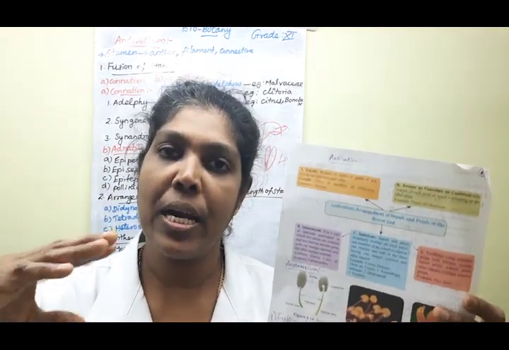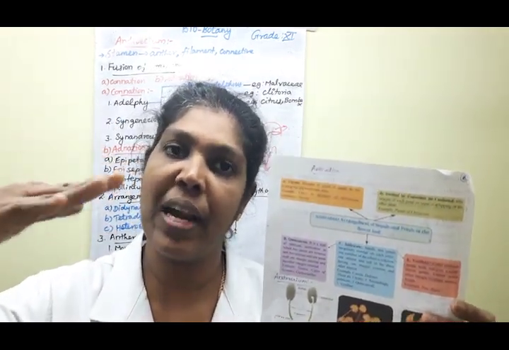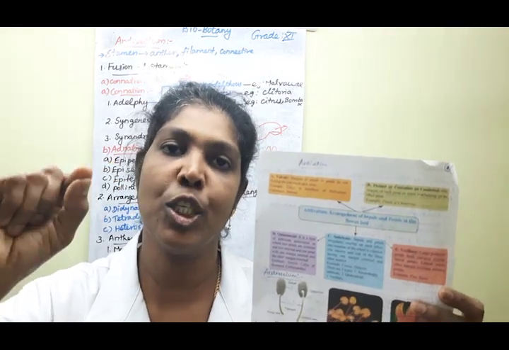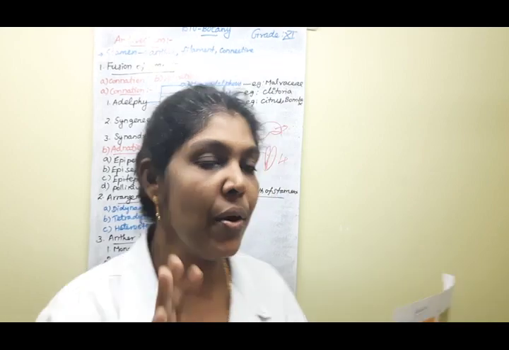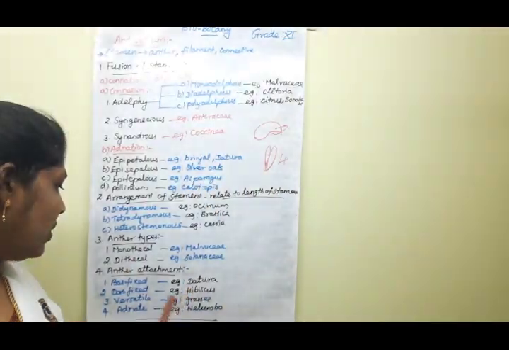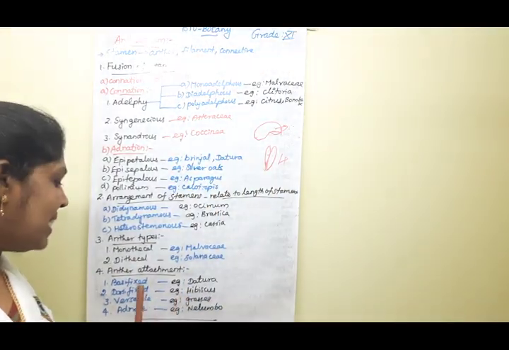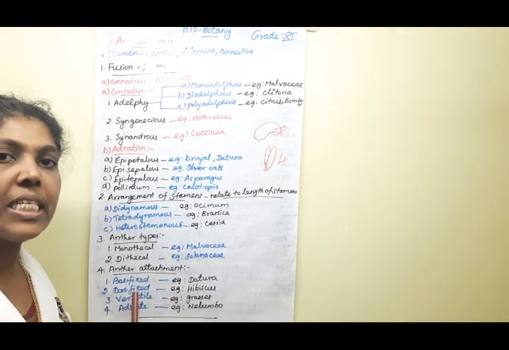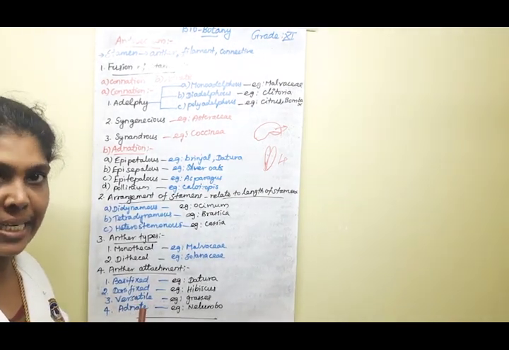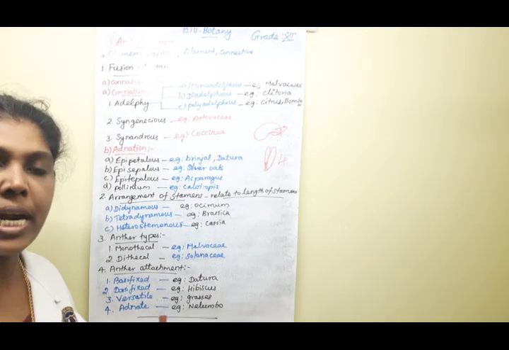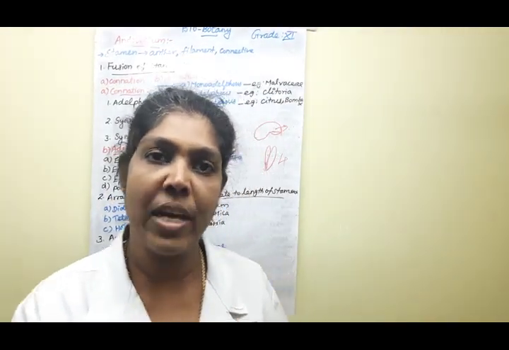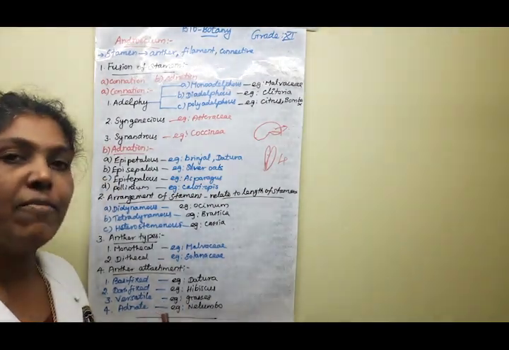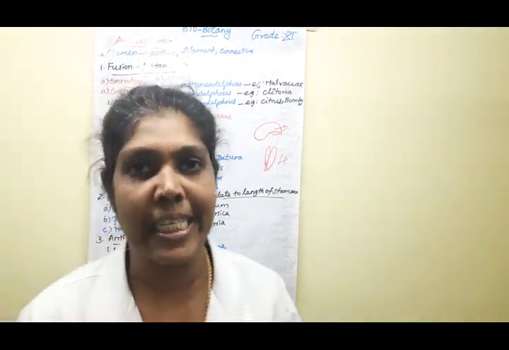The last final one is anther attachment. How is the filament part attaching to the anther position? Based on that, they are divided into 4 types. What are the 4 types? First one is basifixed, dorsifixed, versatile and adnate. Clear? What are the 4 types, children? Basifixed, dorsifixed, and very good. The next ones are versatile and adnate types.